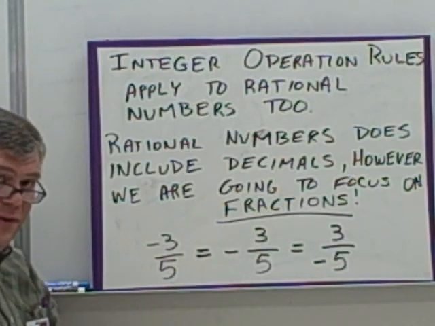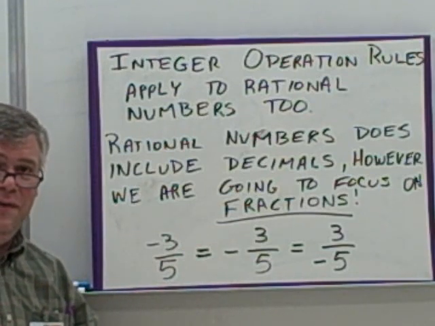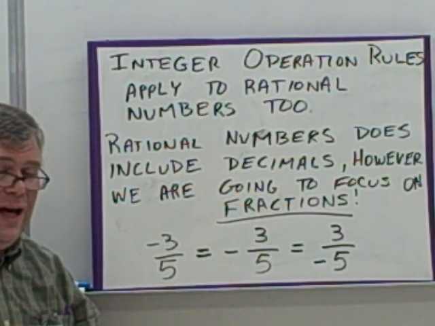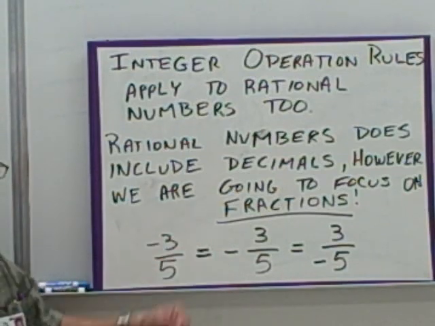Does that mean both numbers are negative? No, because negative 3 over negative 5 would be a negative divided by a negative. Same signs being divided, you would have a positive answer. So only one negative sign is needed to make the whole fraction negative.